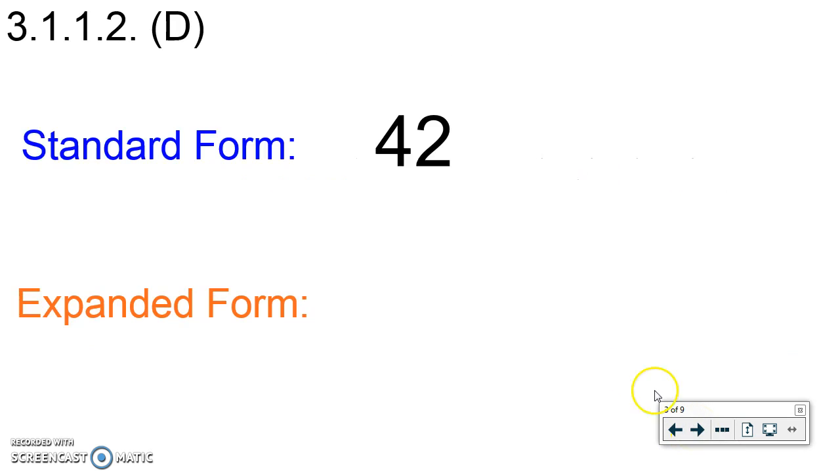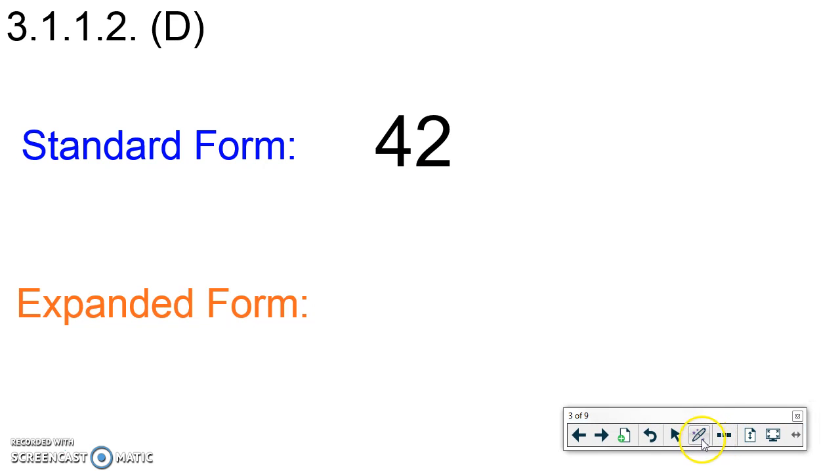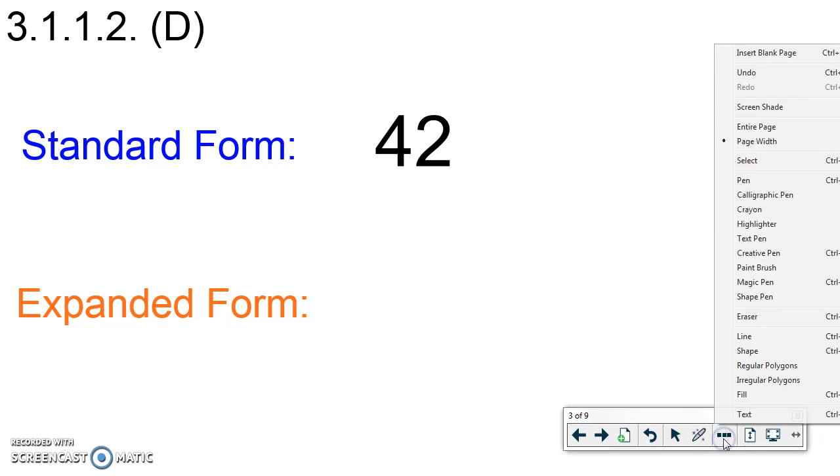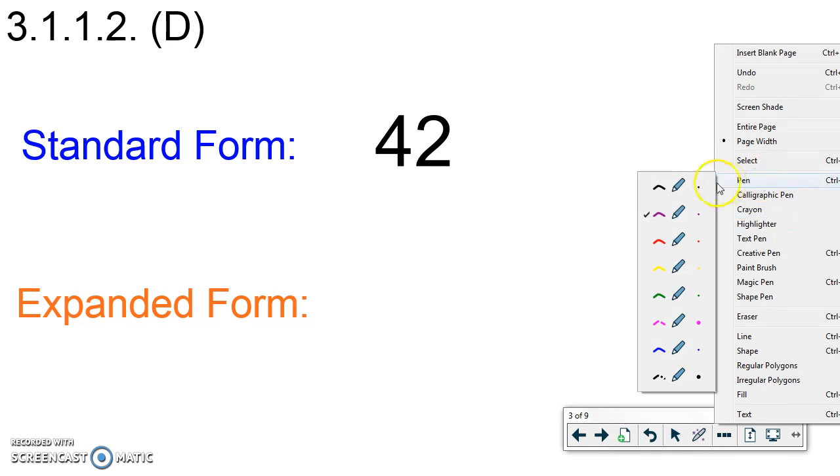Whiteboard's ready? Here we go. So in standard form, this number is written as 42. How do you write it in expanded form? Let me get my marker here. I don't want the magic pen. I just want a normal pen. Let's grab the green one.